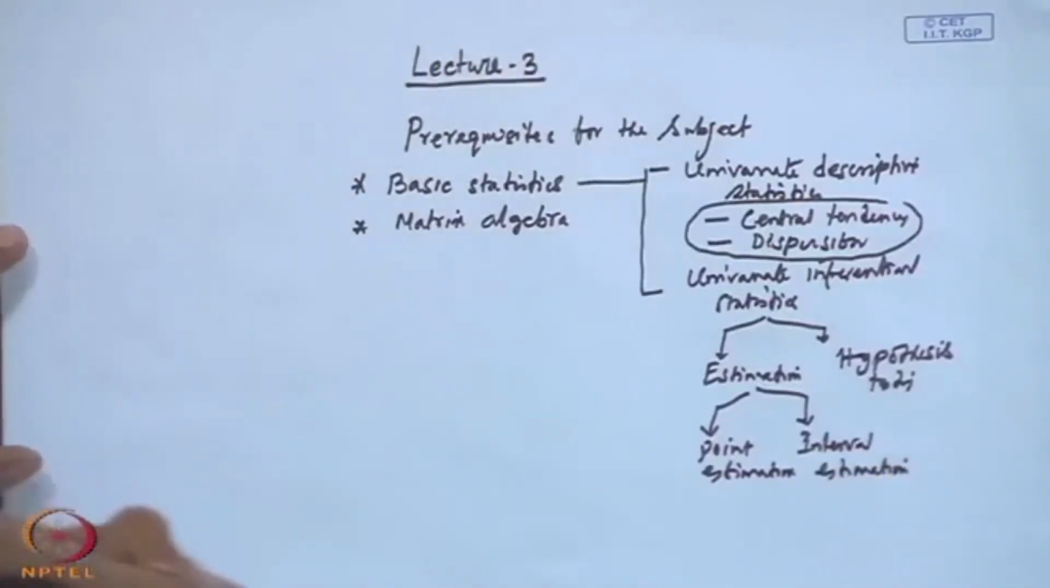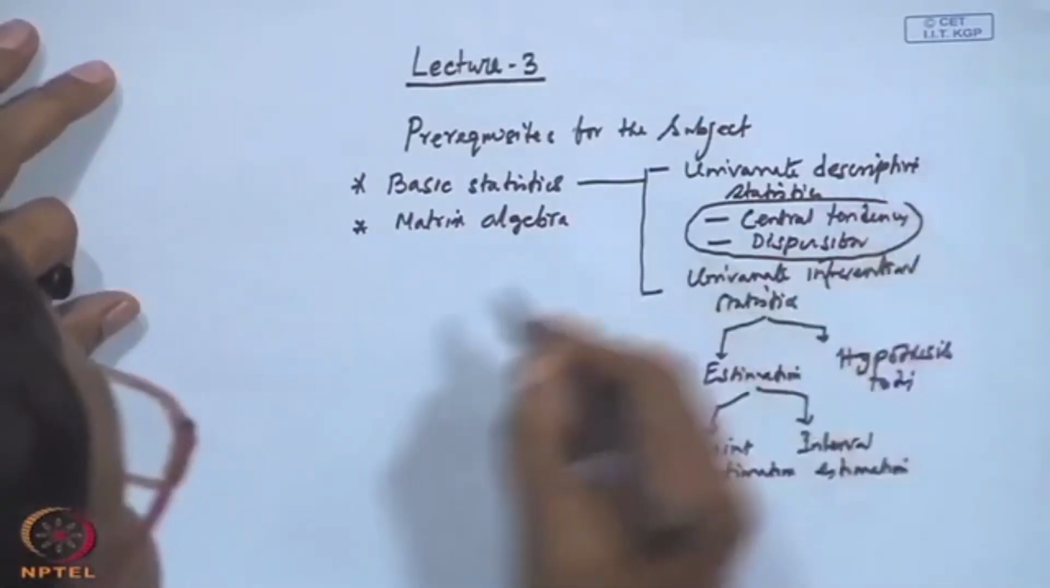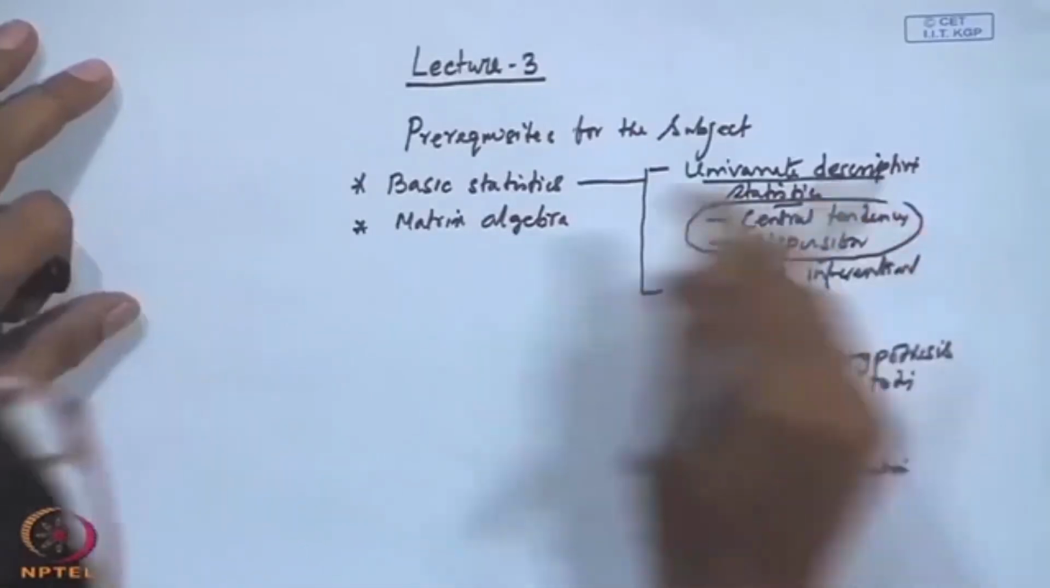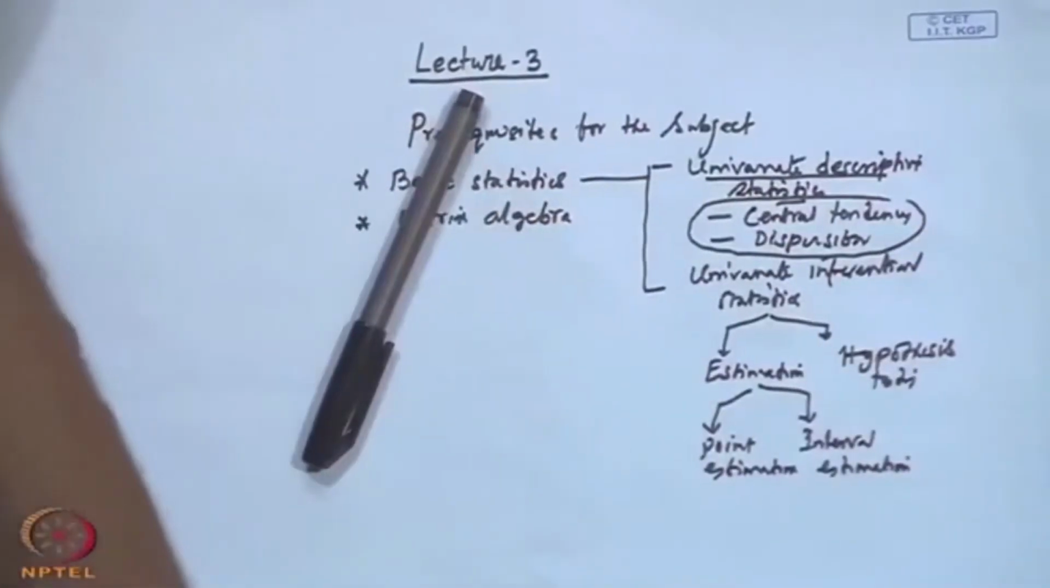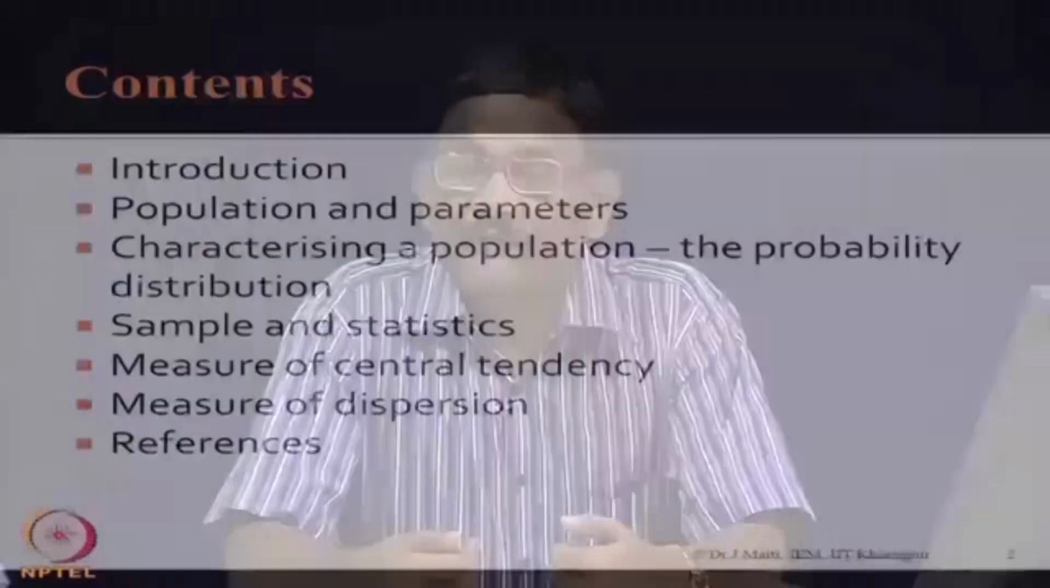Okay. Today, in this lecture, we will describe this one, univariate descriptive statistics. You see the content of today's lecture. We will start with population and parameters, then we will describe probability distribution, particularly the normal probability distribution. Then we discuss sample and statistics, followed by measure of central tendency, measure of dispersion and followed by references.